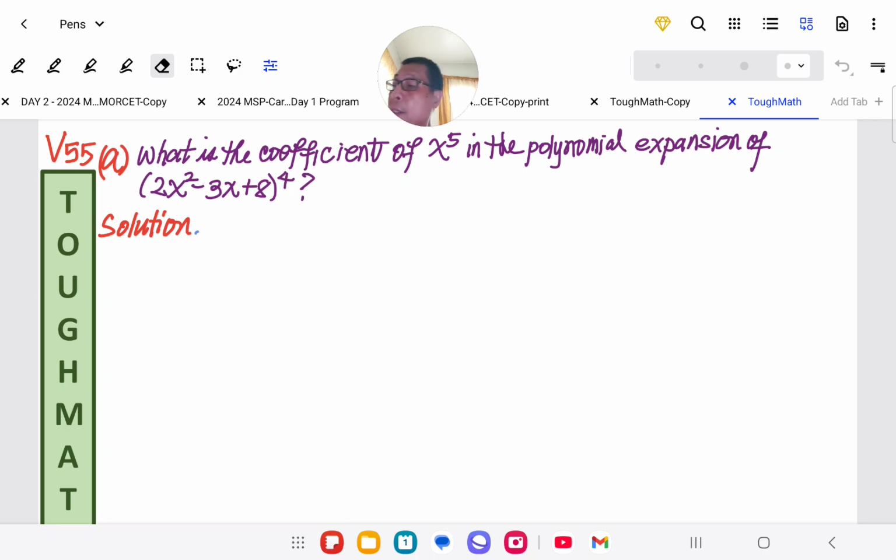So here's our first problem for today. What is the coefficient of x to the fifth in the polynomial expansion of the quantity 2x squared minus 3x plus 8 raised to the power 4? Okay.